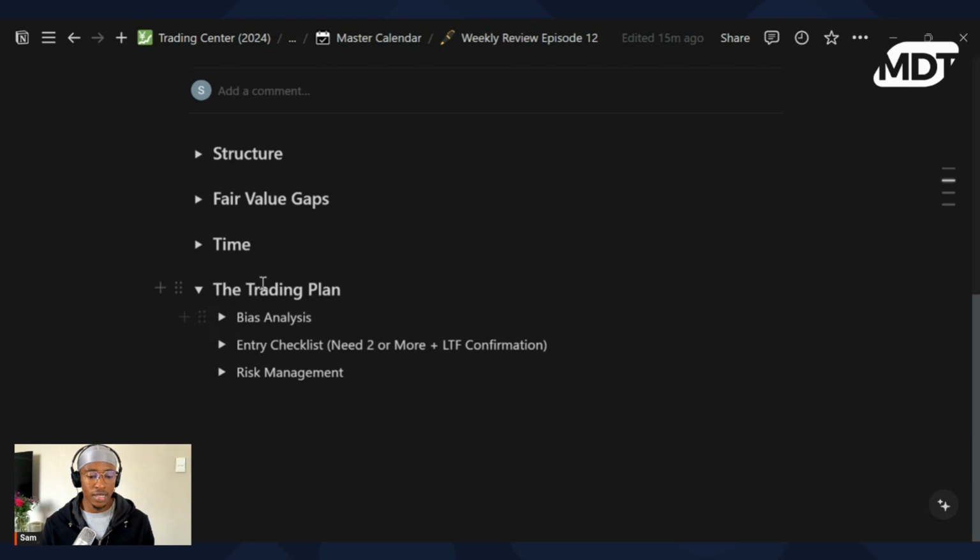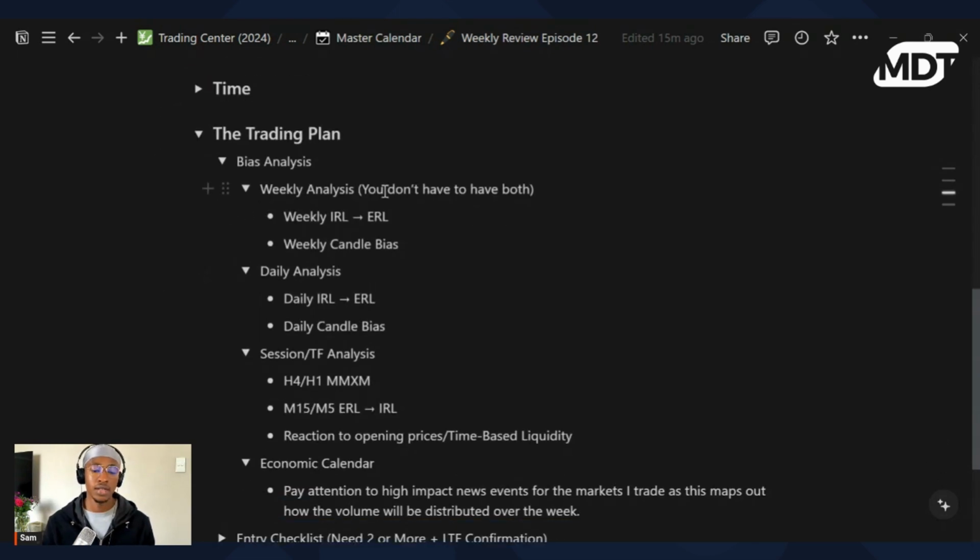So from bias analysis, essentially looking at either weekly analysis from internal range liquidity to external range liquidity, or candlestick bias. This also goes for the daily. And a key thing to note is I don't have to have both. I can either have solid confirmation of price moving from internal range liquidity to external range liquidity, or a weekly candlestick that indicates what direction the next candlestick is going to expand in, which then can inform my daily or even 4-hour bias.